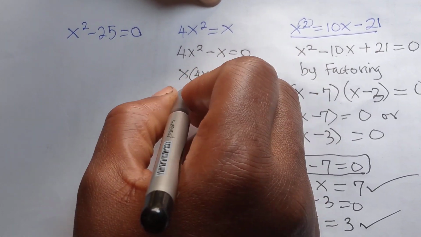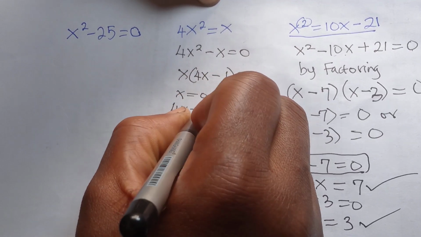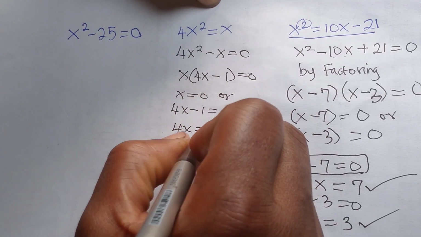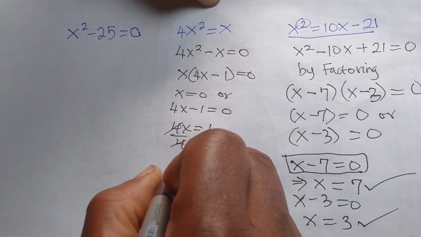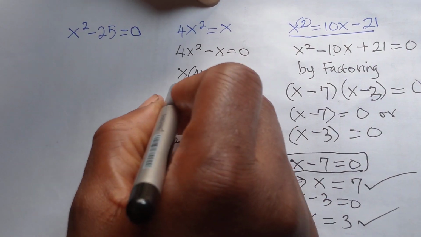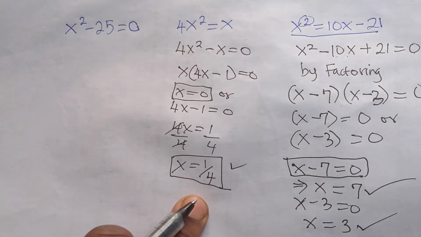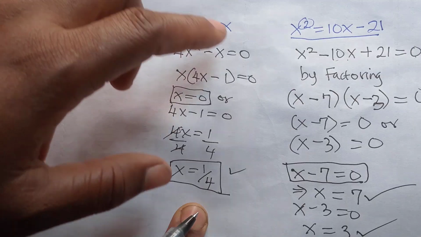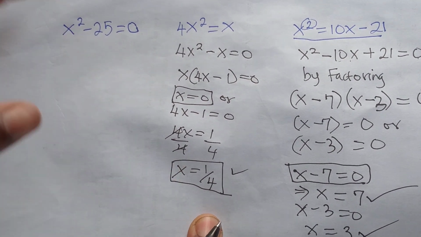This simply means that either of them is equal to 0. So x is equal to 0, or 4x minus 1 is equal to 0. So this is 4x equals to, when this minus crosses over, it becomes plus 1. Divide here by 4, divide here by 4. Now we have x is equal to 1 over 4. That is one answer, and here is the other answer. All right, now when you substitute this into these two equations, you still arrive at our initial solution, which is 0. Okay, then the next one is this one.